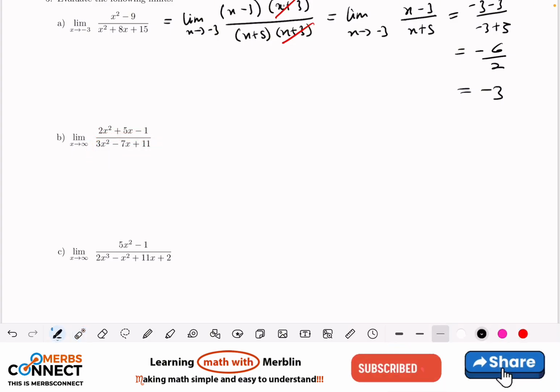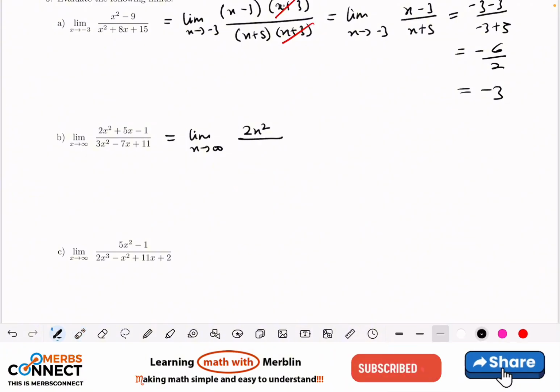This is what I'm going to do. This is the same as the limit as x is approaching infinity. What am I going to do here? On the top, I will just write the function with the highest degree, right? So on the top here, the function with the highest degree is 2x squared. So I'm just going to take this one out because the highest degree from the top is just 2x squared.